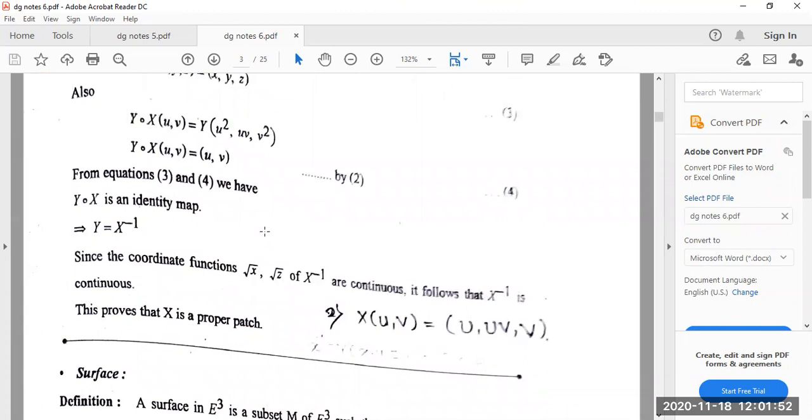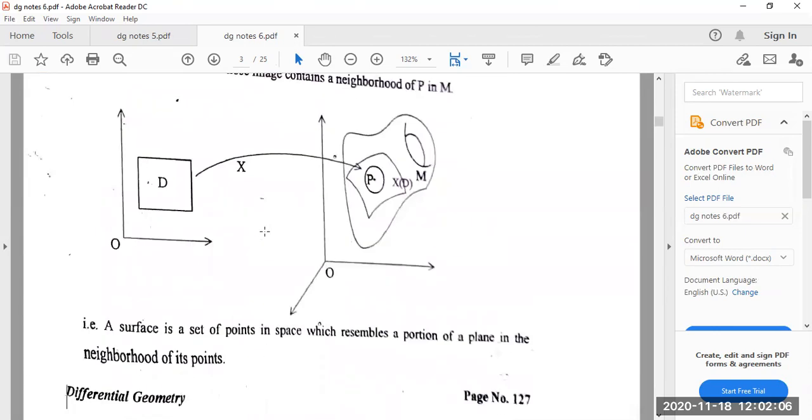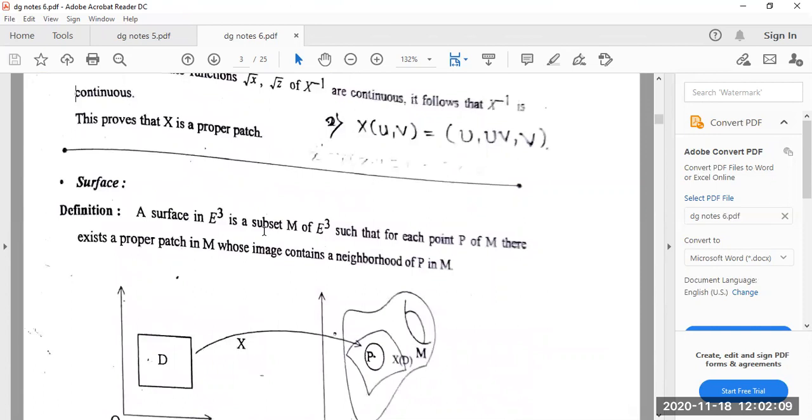How are you going to verify the function is continuous? You have to check its coordinates. If the coordinates are continuous, then you can say x inverse is continuous. It follows that x inverse is continuous. So from 1 to 3, you can say that x is a proper patch. In a very similar way, in the next lecture, we will define the surface. Okay, thank you.